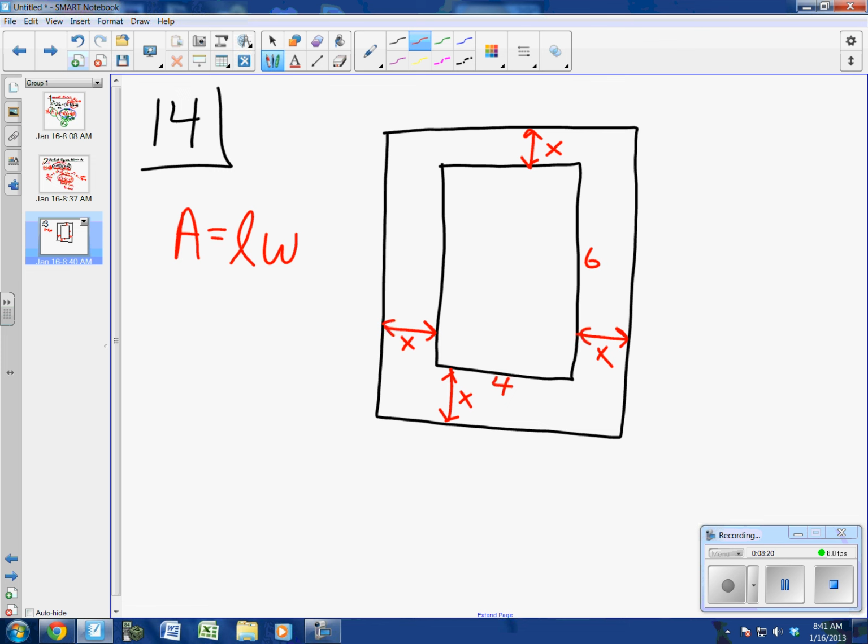Okay. Area equals length times width, right? That's how you find the area of a rectangle. Well, I could find the area of the picture real easy. What do you guys? 6 times 4, which is 24 square inches, right? For just the picture. But what about the picture frame?